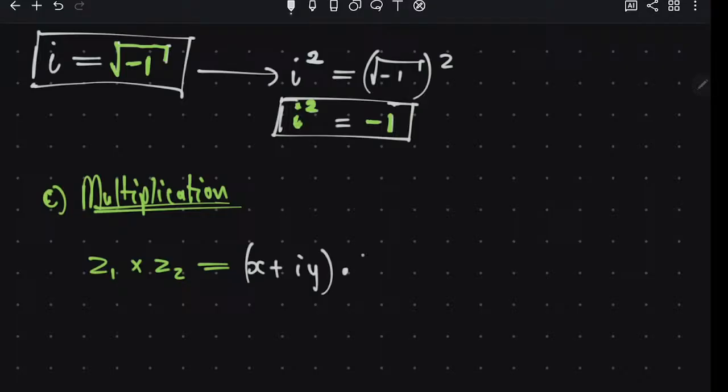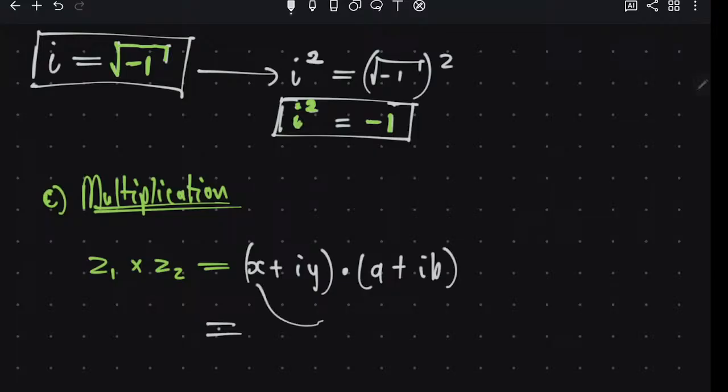Multiplying, the second one is A plus IB. So here's what happens when you multiply. You have to be fair. You multiply normally like algebra. Expand normally like algebra. But what you do know is that if I meet I squared, we should remove it and put negative 1.